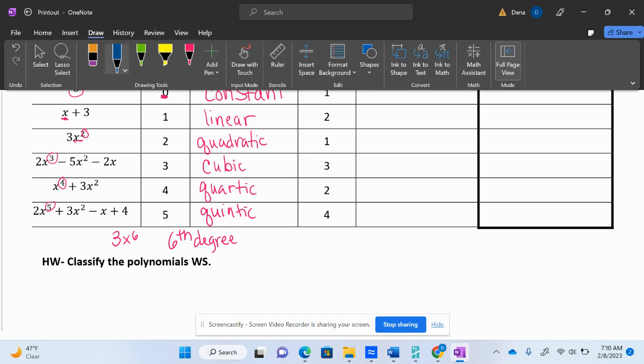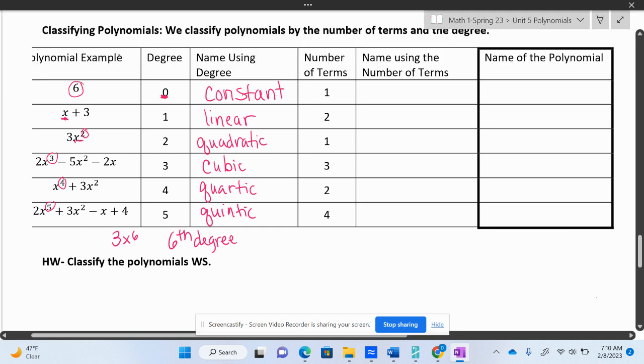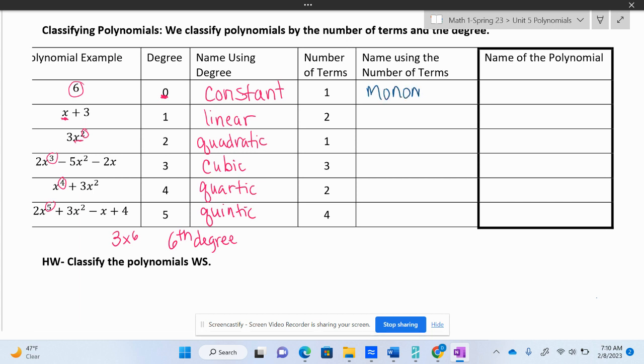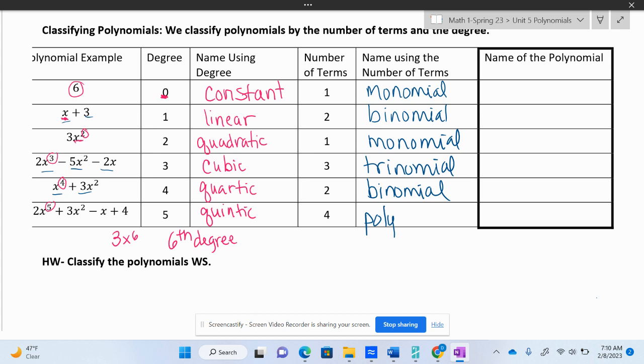So now let's look at the number of terms. So I'm still using 6 as my example. So 6 has one term, that's called a monomial. If it has 2 terms, it's called a binomial. One term, again, monomial. 3 terms, trinomial. 2 terms, binomial. 4 terms, anything more than 3. So 4 or more is just called a polynomial.